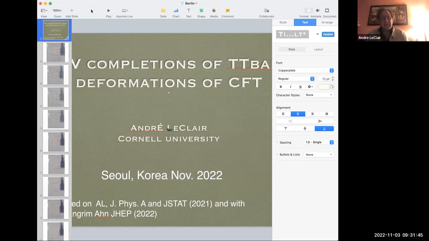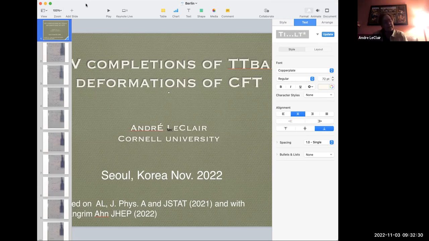Well, it's been a fun project actually with Shangrim. And this project started at this conference last year. I gave a talk on some relatively recent work that was on the simple side, TTbar perturbations of Ising. And I had found two completions of it. One was very well known, this tricritical Ising. And then I had found this three halves, the ultraviolet central charge equals three halves. I'm going to explain this in the course of the lecture if you don't know what I'm talking about.